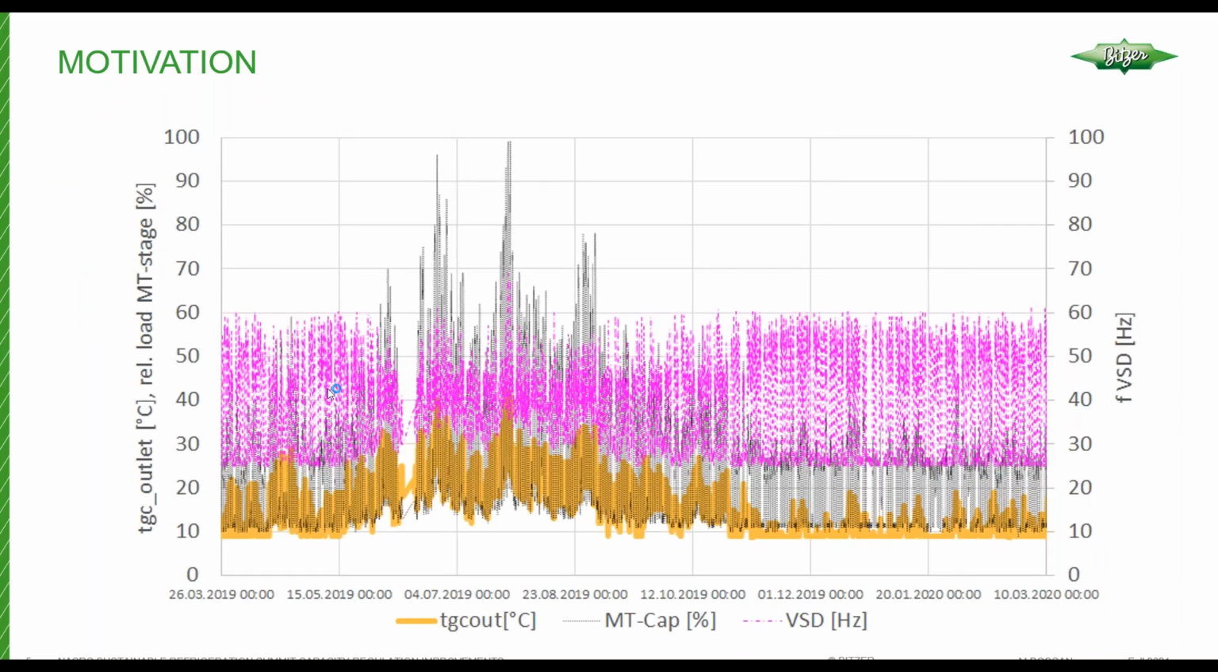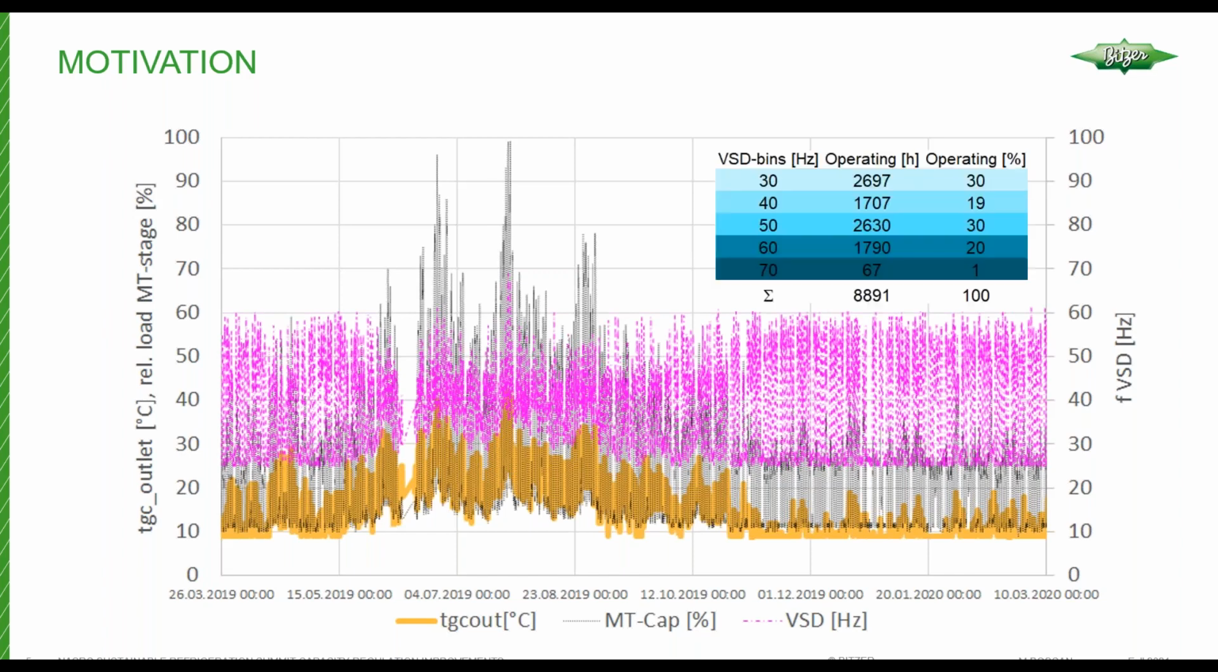So this is a year's worth of data from a European city, and the black is the capacity requirement and the pink is the VFD speed. And those are two things I want to focus on to discuss, the Veristep and capacity regulation. So first of all, if you look up here, the VFD speed, about 50% of the time the compressor is running at 40 hertz or less.